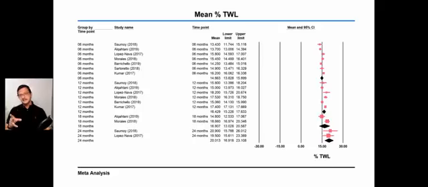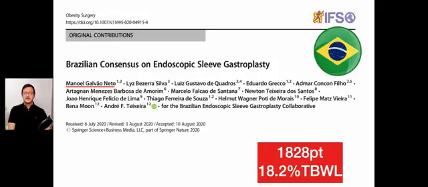So you can see here in this meta-analysis graph that if you go down below, where the black lozenges are, they are the results from up to the bottom, 6, 12, 18 months and 24 months. So all of them over 15% of total weight loss. That's pretty good for an endoscopic procedure.